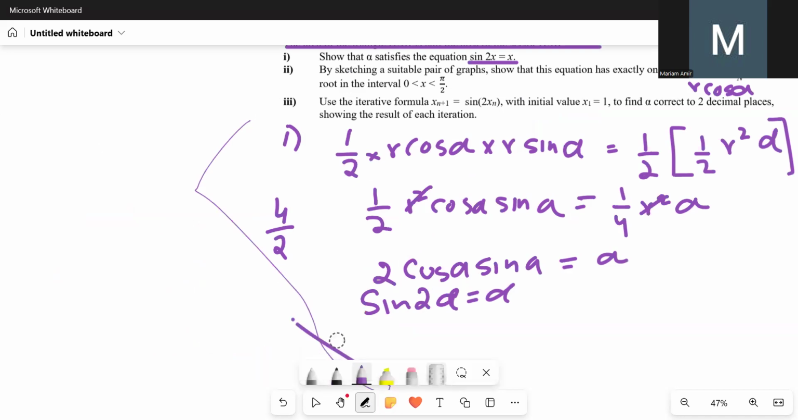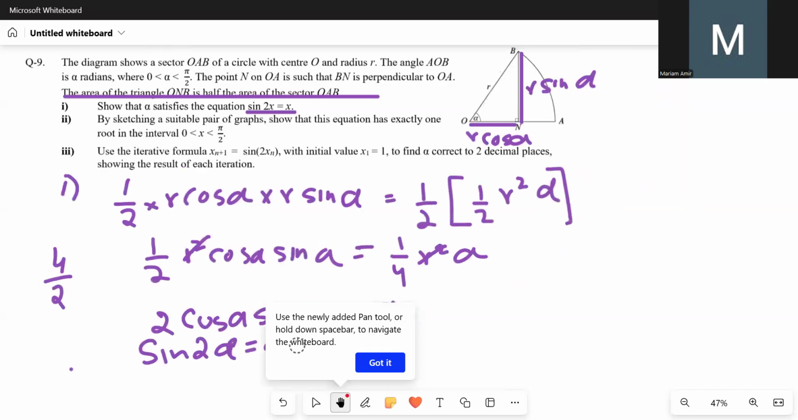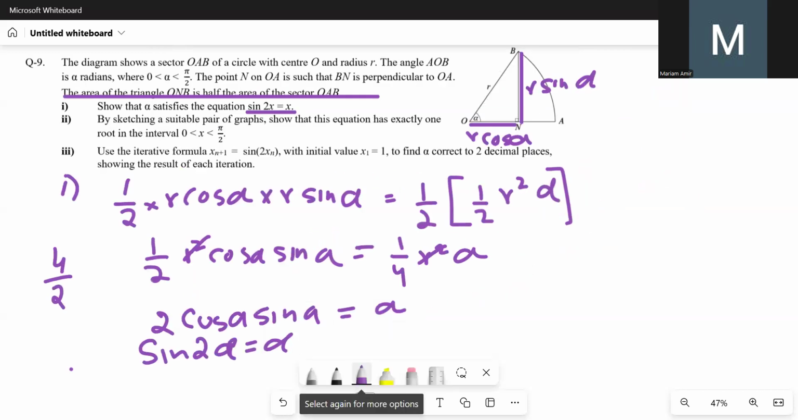What's wrong with the board? Give me a second, please. Okay, so sine 2x equals x, and hence shown.